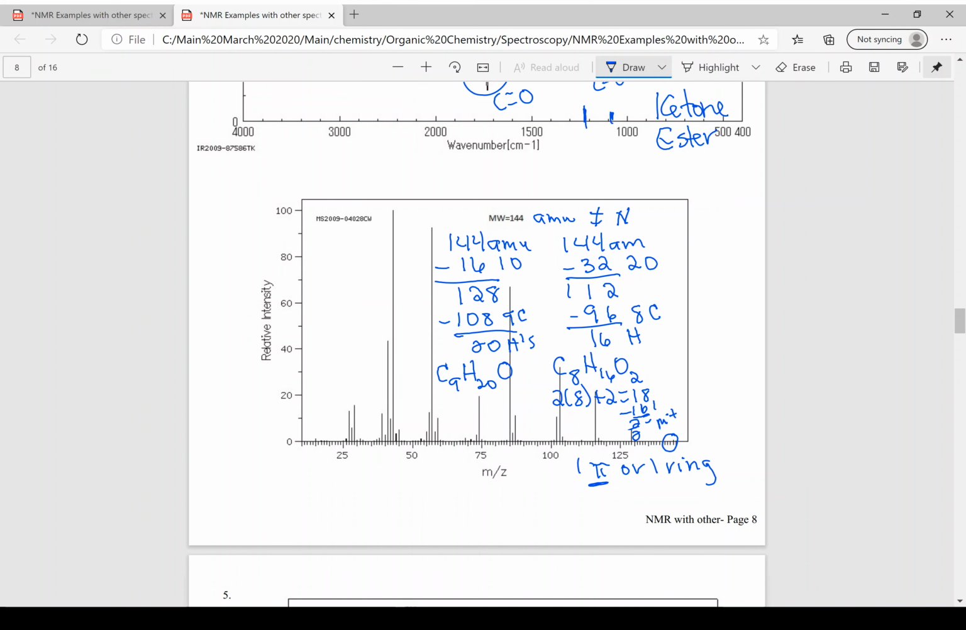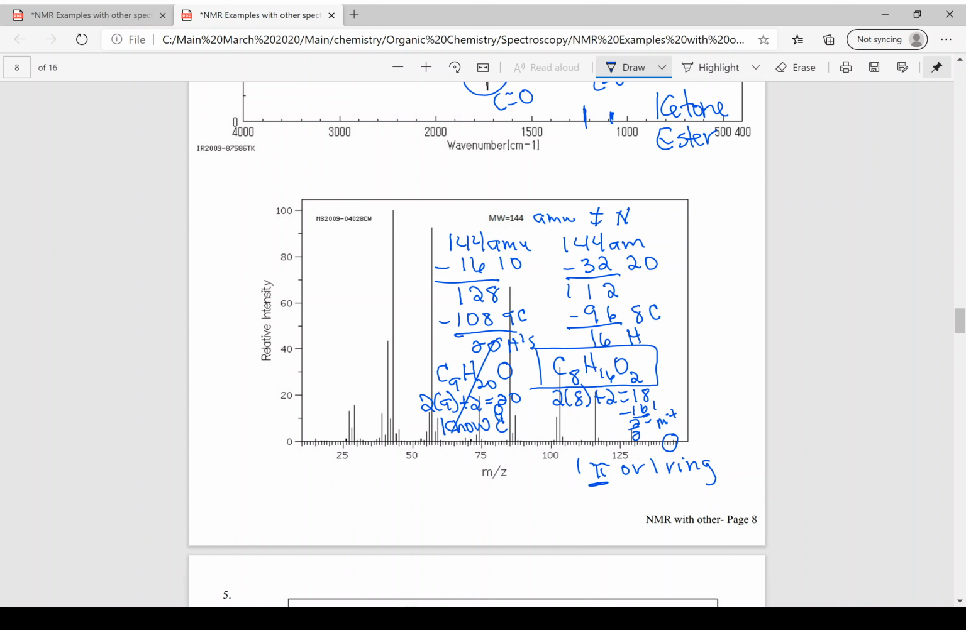All right, let's check that one. 2 times 9 plus 2 is equal to 20. I already know this is not correct because I know there is a carbonyl, and this is telling me there are no units of unsaturation, so the other is the better formula.